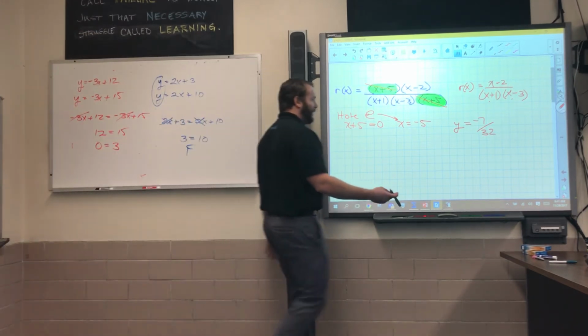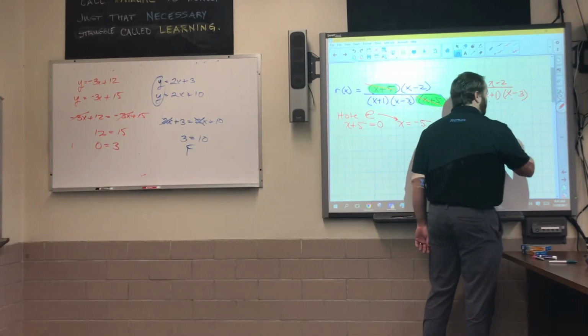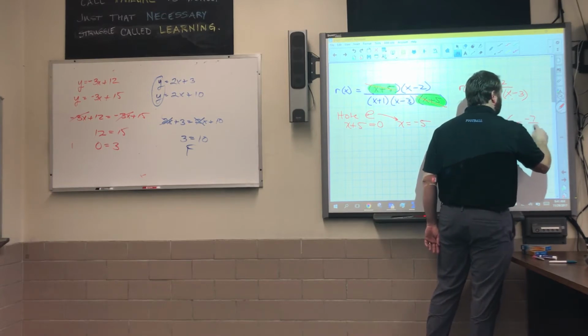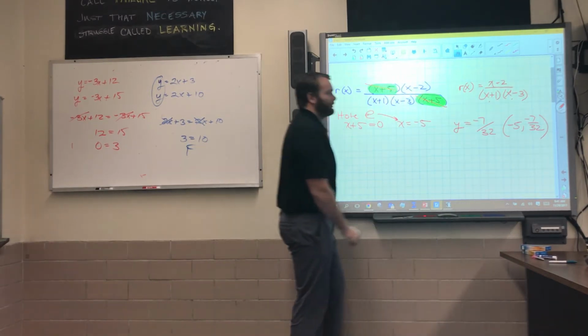And now the hole. So that's the x value, that's the y value. So you have a hole at -5, -7 over 30.